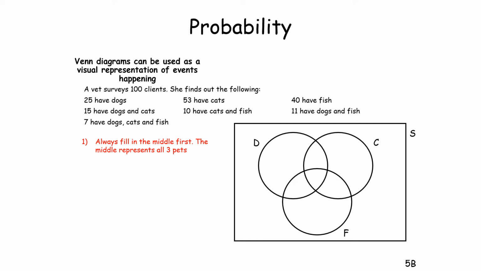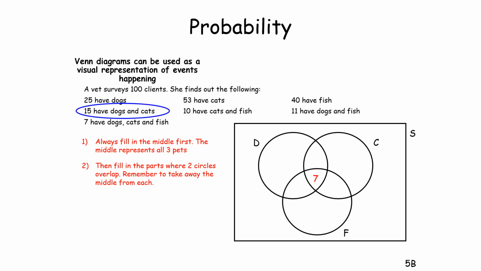Okay, so it's always best to start off with the middle bit, which represents all 3 pets, which is 7. 15 have dogs and cats, so you take 7 away from 15, because don't forget, people that have dogs and cats also have dogs, cats and fish. So be careful not to put 15 here and put 8 there. The same way, if 10 people have cats and fish, we have to take 7 away from the 10, so it would be 3 in here. And again, 11 have dogs and fish, we have to take 7 away from the 11, so we'll have 4 there. This is why it's very important you start off with the middle bit, the 7.